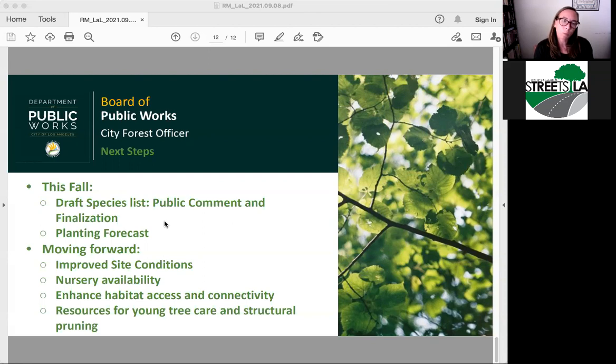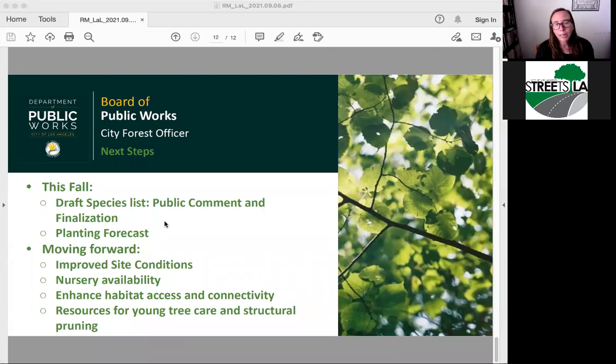So that being said, we're going to continue looking at improving site conditions, because we know that trees that are going to provide us more benefits are going to come from site conditions that are more optimal for trees, whether that be larger spaces so that we can plant larger species of trees, or just have improved conditions for any size of tree by having additional soil volume available to the tree. We'll be working on nursery availability. Most of the trees on the list are currently available at nurseries, but we want to make sure that ongoing availability of the plants that we want to be planting continues and is enhanced.